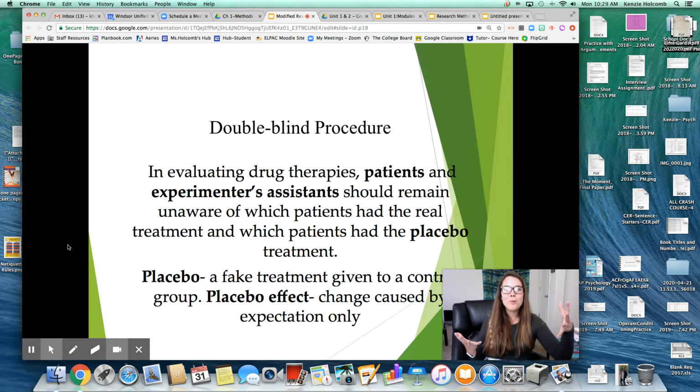So the double blind is essentially both people are blind to what you are getting. The doctor doesn't know and the patient doesn't know, okay? And this helps decrease bias, right? Human bias, because us humans love to create biases in our own world, right?